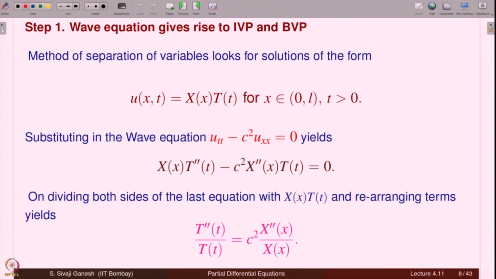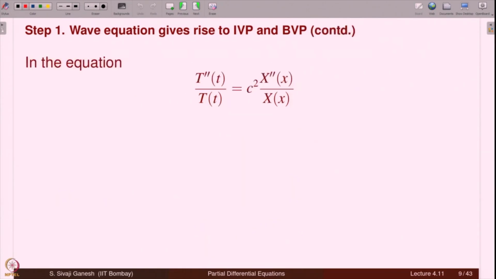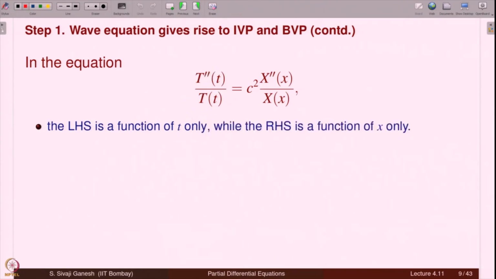Now, we divide this equation by X into T and then rearrange terms, we get this. We get T double dash by T equal to c square X double dash by X. Now, if you observe in this equation, the left hand side is a function of t only, because it depends only on T of t, T double dash of t. So, it is a function of t only, and the RHS is a function of x only.